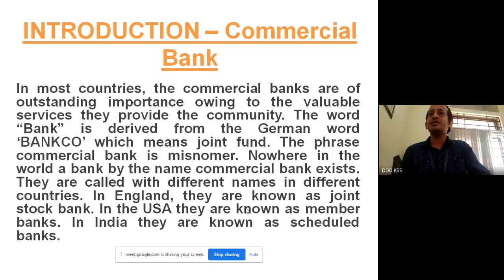Now, how it is that, in some countries, commercial banks are known by different names, like they are called with different names in different countries. In England, they are known as joint stock bank. In the US, they are known as member banks. In India, they are known as scheduled bank.